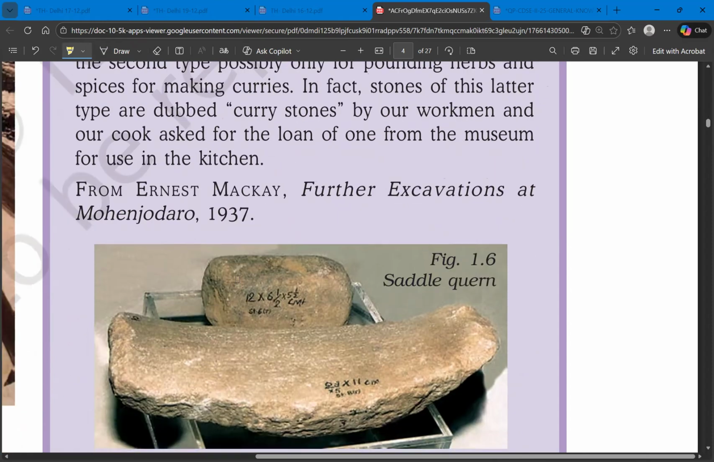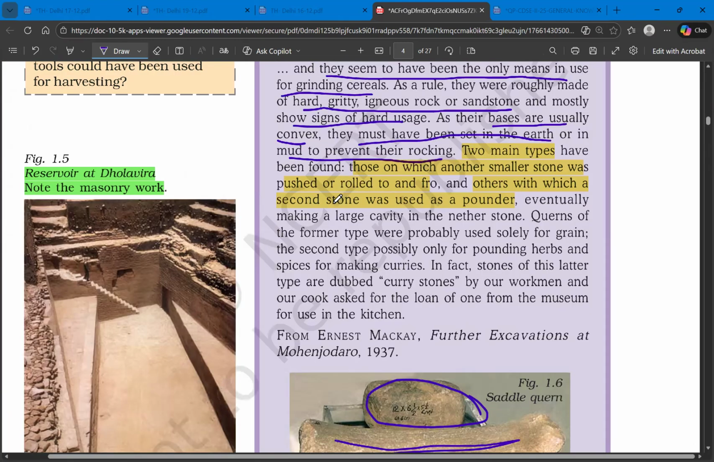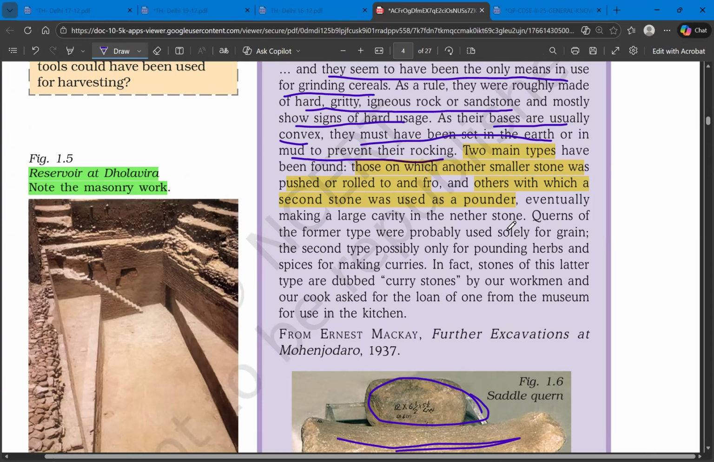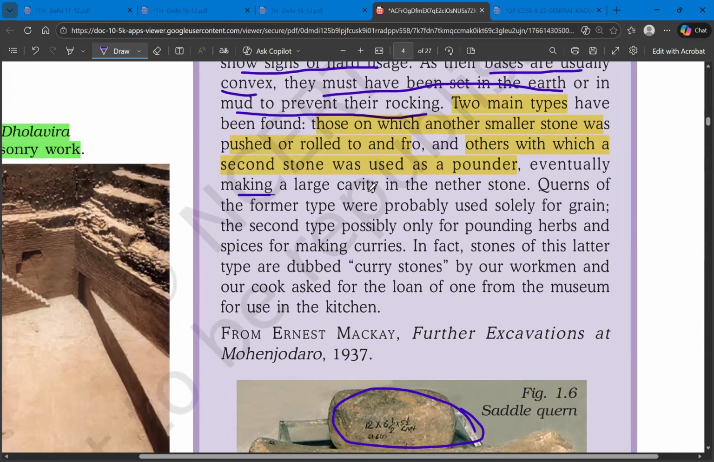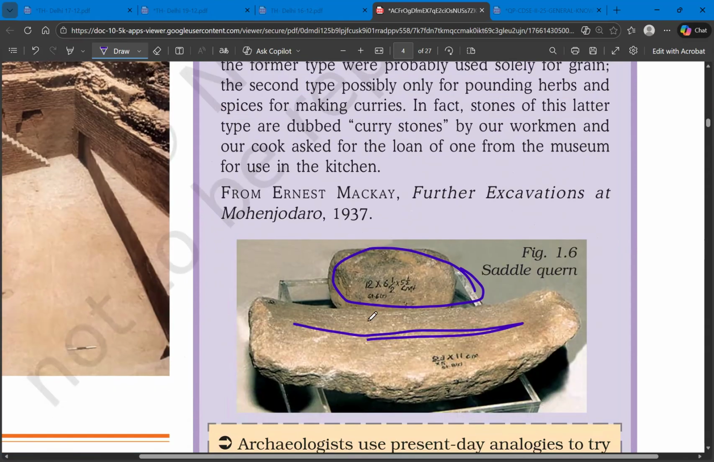So here we have another. If we think this is the saddle quern, we have another stone to grind the grains. So there are two types of saddle querns. Eventually, making a large cavity in the nether stone. So as we use this to grind the cereals, a cavity will be made in the nether stone.